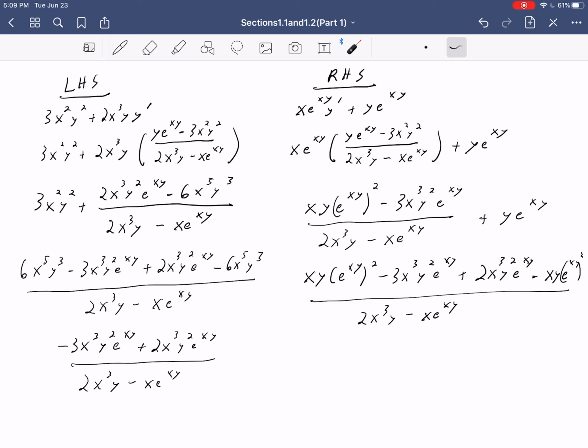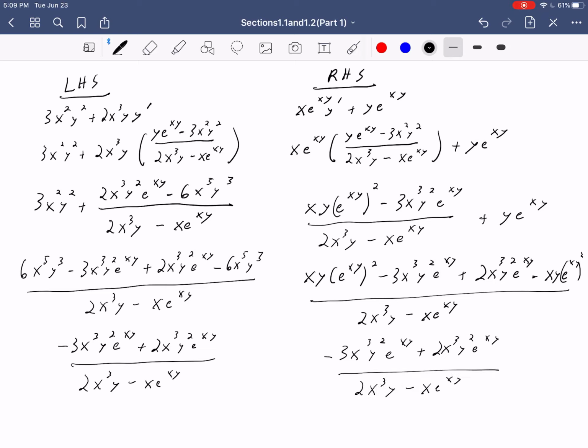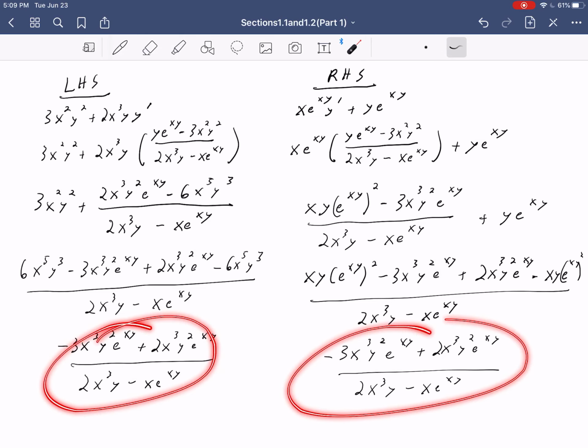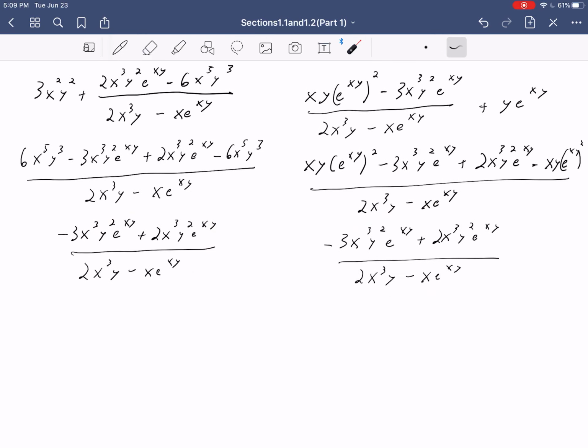Oh, got a nice cancellation again. This guy and this guy. Minus 3x cubed y squared e to the xy plus 2x cubed y squared e to the xy over that 2x cubed y minus x e to the xy. And what do we know? These are true not just for some random x's and y's, but for all x and y. So our left-hand side equals our right-hand side for all x, y. So this is a solution.